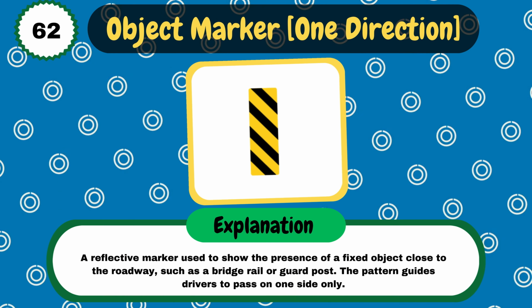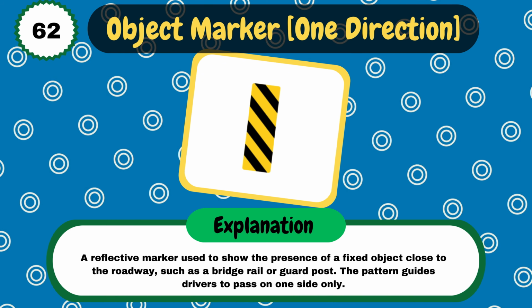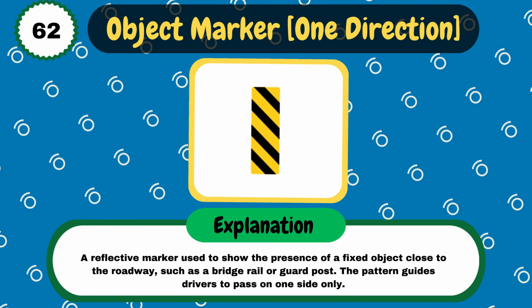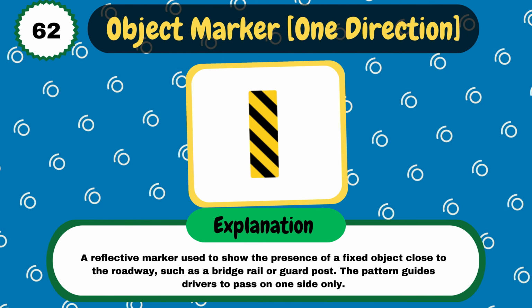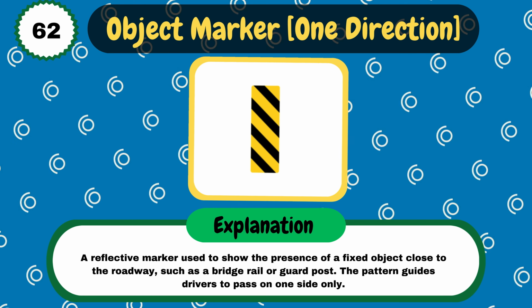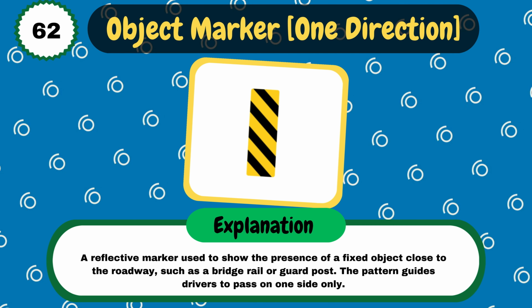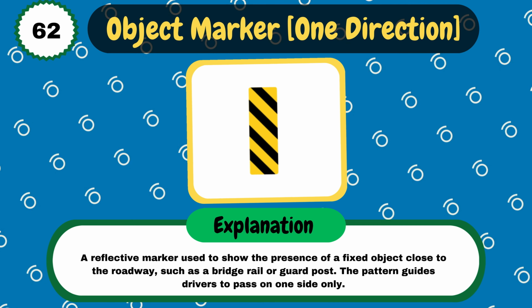This is the object marker, one direction sign, and it means there's a fixed object near the edge of the road that drivers must pass on one particular side, often used near bridges, barriers, or narrow hazards.